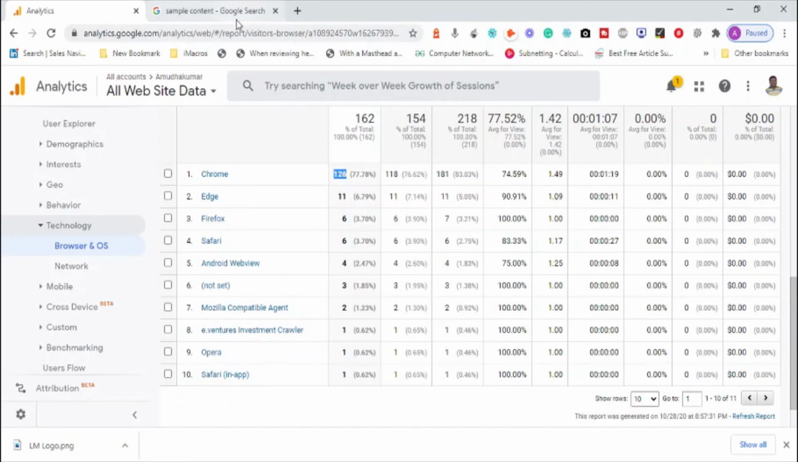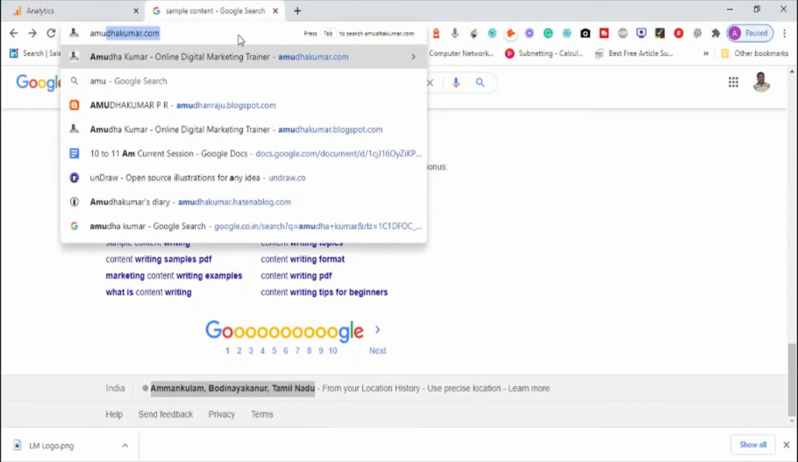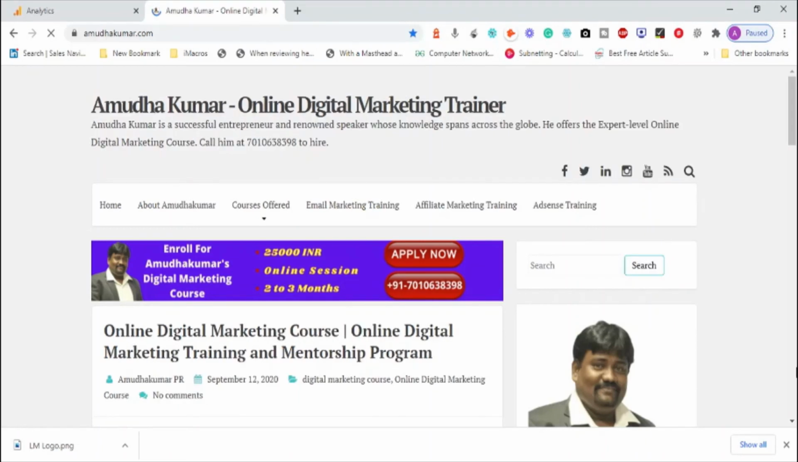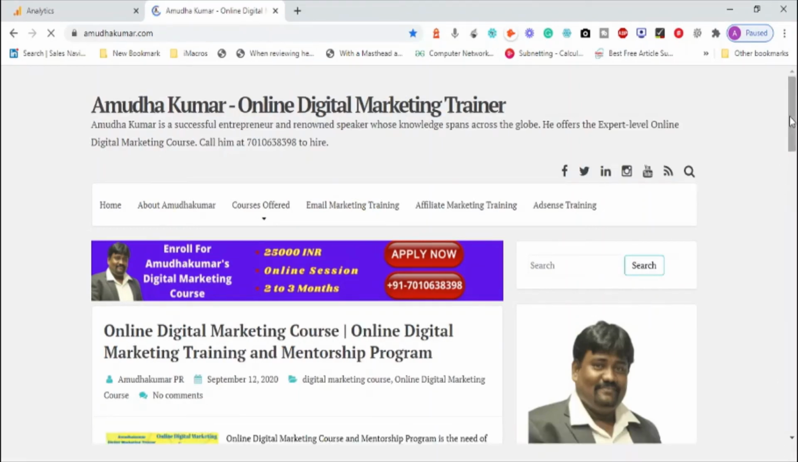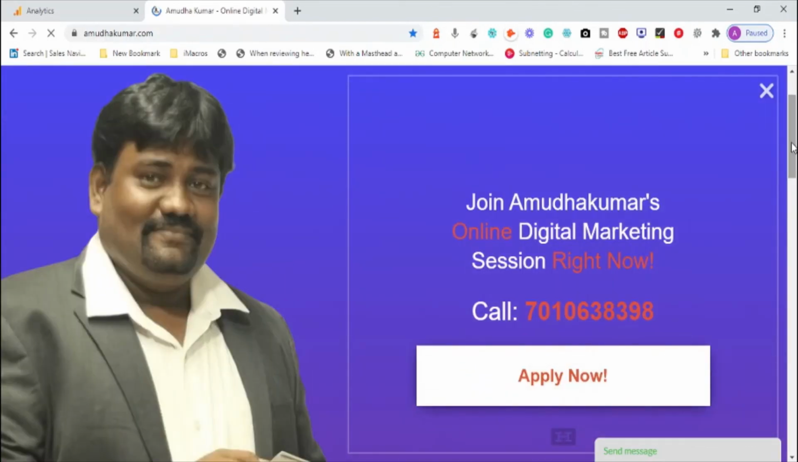Now, what I can do is go to my website on the Google Chrome browser and see how my website is displayed in Chrome. Are the visitors comfortable? Are they able to see the whole window properly? Is the pop-up window working properly? Or if I navigate, are things happening well?